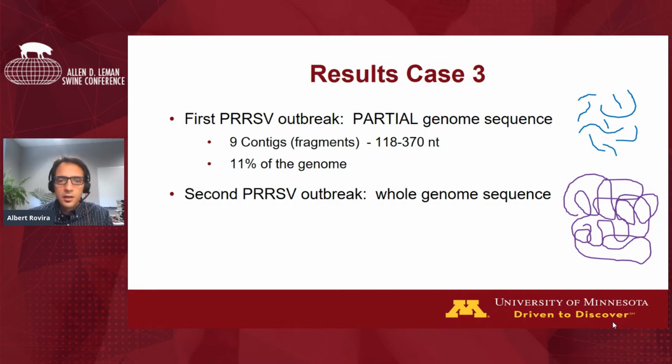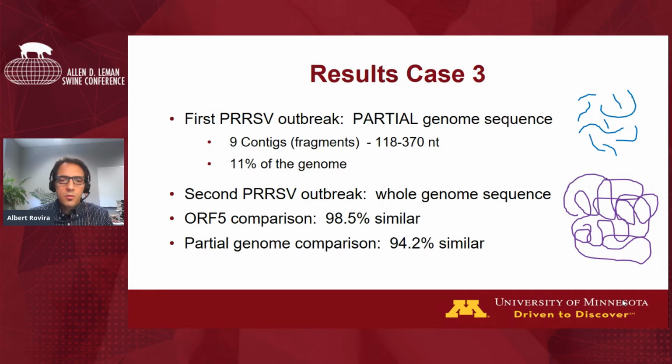So we were good there, but we were a little disappointed, right? We were saying that for ORF5, you only had 4%. Well, now you have 11%. You're not that much better off. A little disappointed, but we should not stop there. We should try to get as much as we can out of this information. So remember, the ORF5 comparison for these two viruses was 98.5% similar. Now, when we compare these 11% of the genome that we have to compare, we have 94.2% similar. So that's starting to tell a different story.